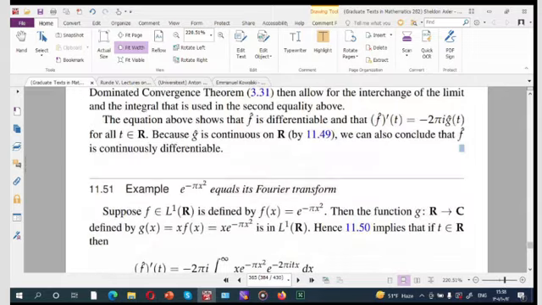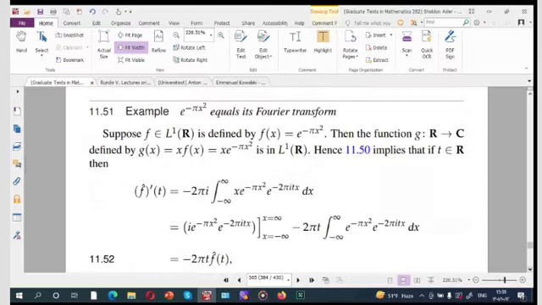Now we have another example. This function equals its Fourier transform.